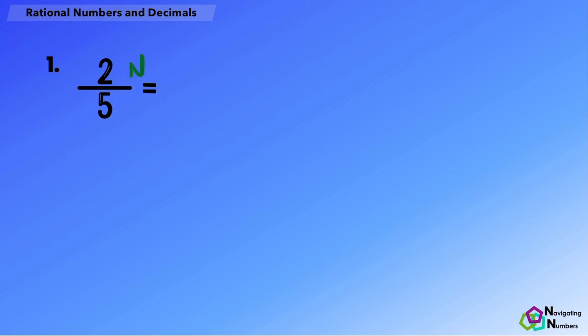Let's go ahead and use NITO. Numerator in, denominator out. So my numerator 2 goes inside, and my denominator 5 goes outside. So numerator in, denominator out. Make sure you line up your decimals before you begin.